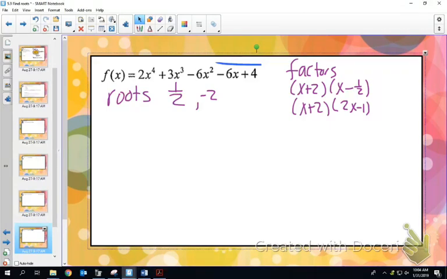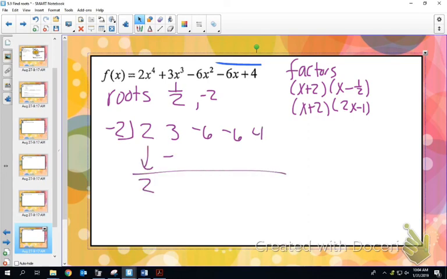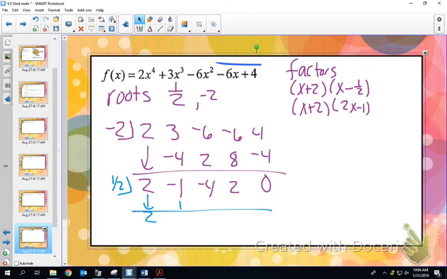So what we're going to do now that we know these roots, we're going to do synthetic division. So -2 goes in the box. I write my coefficients, bring down the first, multiply and add. I get 0 as a remainder. So that shows that -2 is a 0. Then we do synthetic division again. Same numbers, but this time we're going to use 1/2 in the box. So I bring down 2. And I get 0 as a remainder.